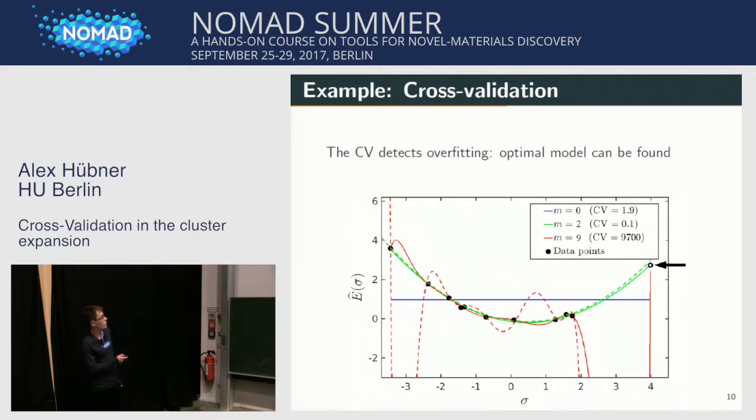When excluding the outermost right point and building new models, you can see that the new models indicated by the dashed line, explicitly the red one, totally fails to predict this outermost right point, while the model of the parabola still is quite good. And so the cross-validation can be used to detect overfitting. And in this sense, we can find an optimal model.